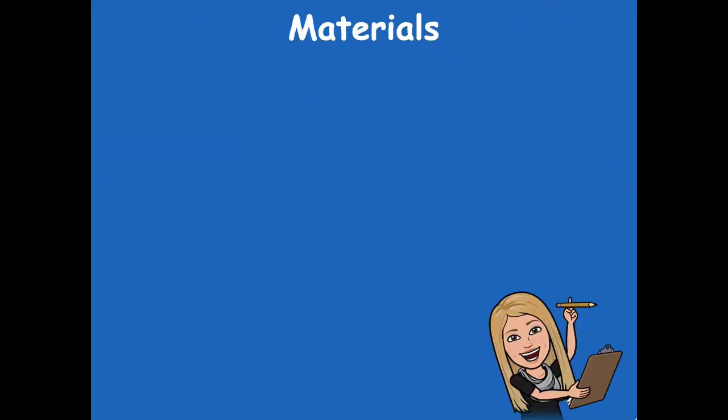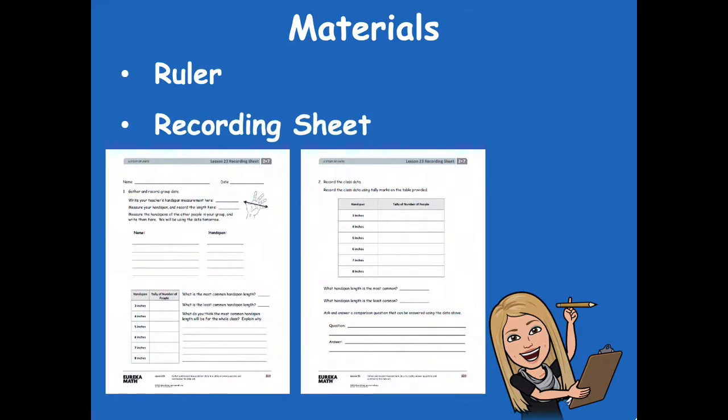So your materials that you'll need for today's lesson are a ruler and the recording sheet. Now, your recording sheet, there's two of them, is actually in your math book. If you don't have access to your math book, I'll share pictures during the lesson. Okay, so don't worry. You might just have to draw a couple things on a piece of paper. So if you don't have your recording sheet, you need to grab some paper too. All right, so make sure you grab those things before we get started.